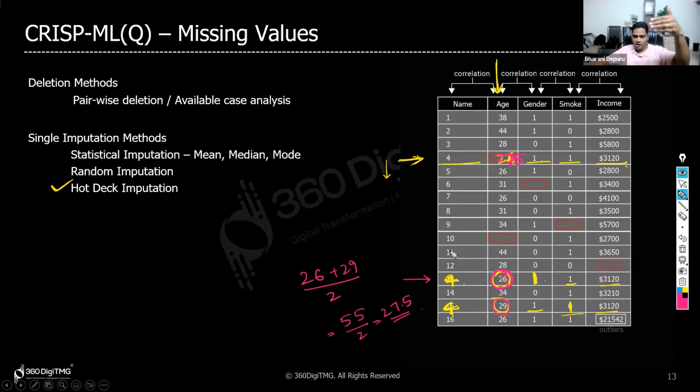Another variant is, it would continue traversing. It will find all the values which are similar, and then it will take an average of these. And that average value would get into this. This happens to be hot deck imputation.